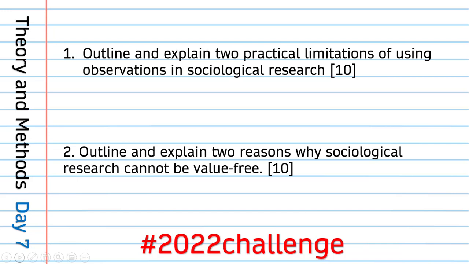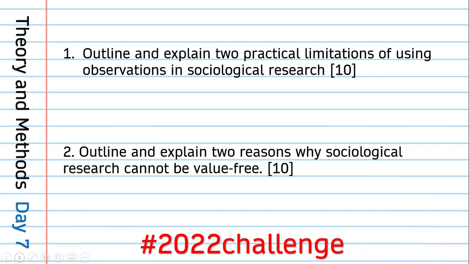Now, the first question, there has been a trend recently for AQA to talk about practical, ethical or theoretical limitations of using a certain method. And there's also been a bit of a trend for them to go a little bit broader. So they've talked about theoretical limitations of using experiments, for example, or ethical limitations of using secondary sources. So what I've done here is I've taken one of the most commonly asked methods, which is observations, and I've looked for 2 practical limitations of using observations.